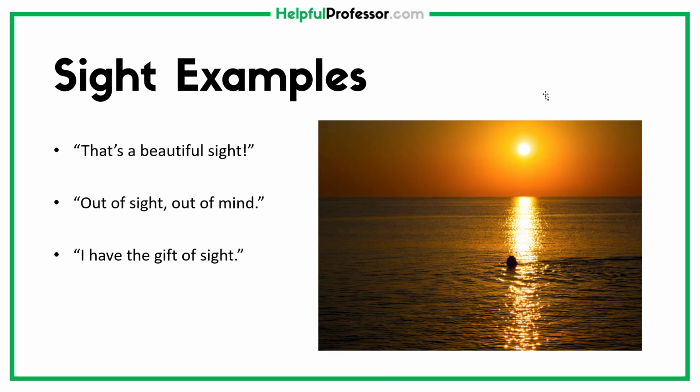Okay, moving on to sight with a GHT at the end now. Here are some examples of how to say it in a sentence. That is a beautiful sight. Out of sight, out of mind, meaning if I can't see it, I'm not thinking about it. And I have the gift of sight, meaning I'm very grateful that I can see things.